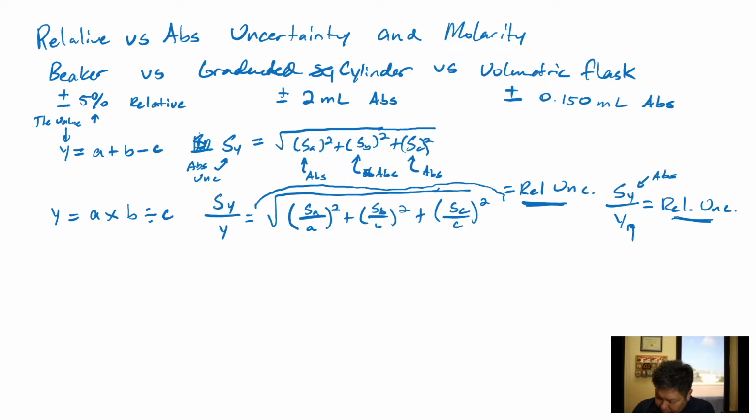And I generally like to see everything in absolute uncertainties. Don't leave things in relative uncertainty, right? So literally, to get an absolute uncertainty, you multiply the relative uncertainty times the value, okay? And so what that means is that if you look at each of these terms individually, without the squared, just the Sa over A, the Sb over B, the Sc over C, all of those are relative uncertainties of the individual measurements.